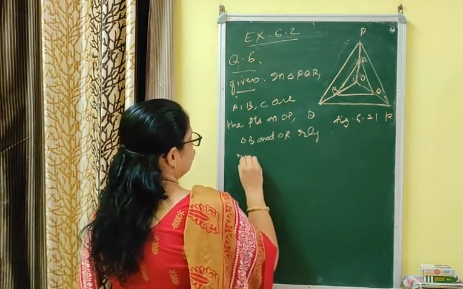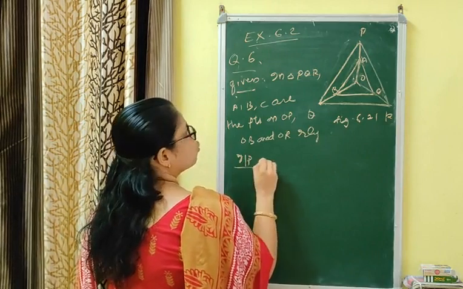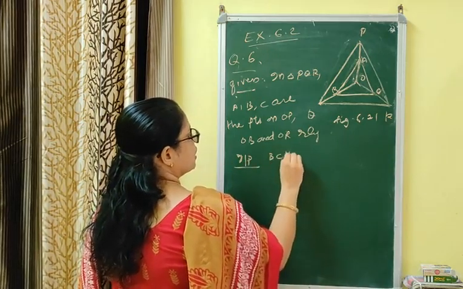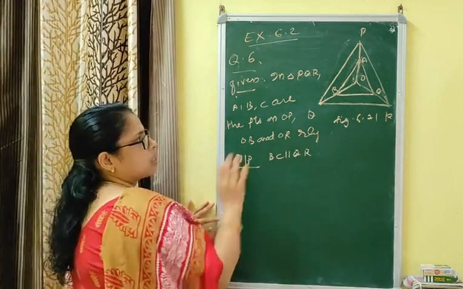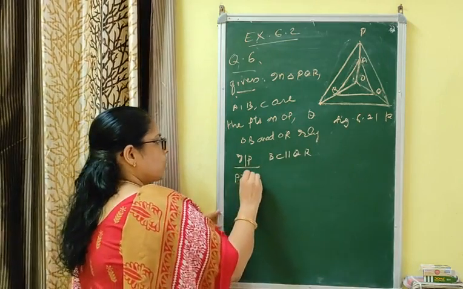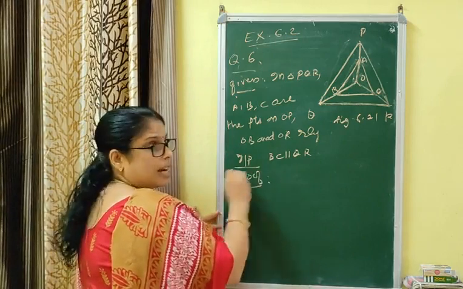To prove, what do you have to prove? आपको क्या prove करना है? You have to prove that BC is parallel to QR. No need of any construction. इसमें construction की कोई जरूरत नहीं है. So you can easily start the proof.